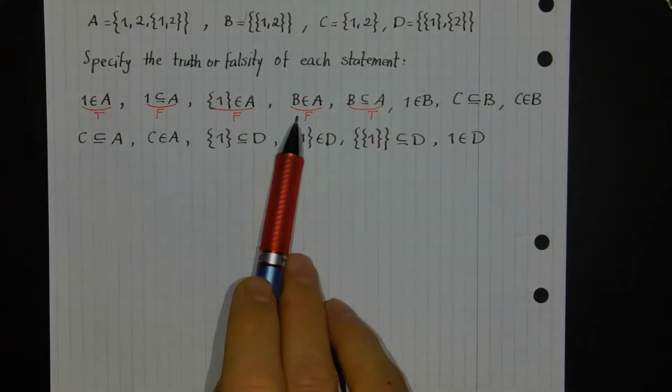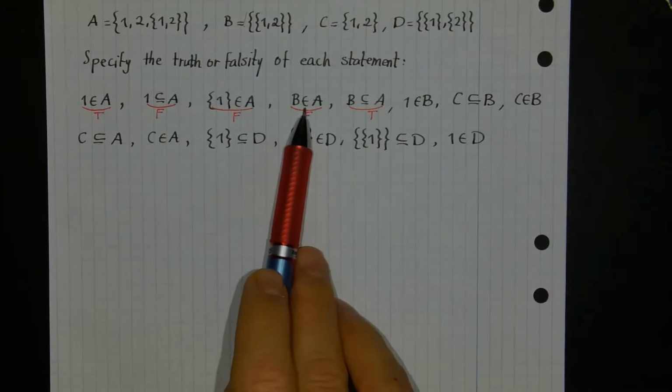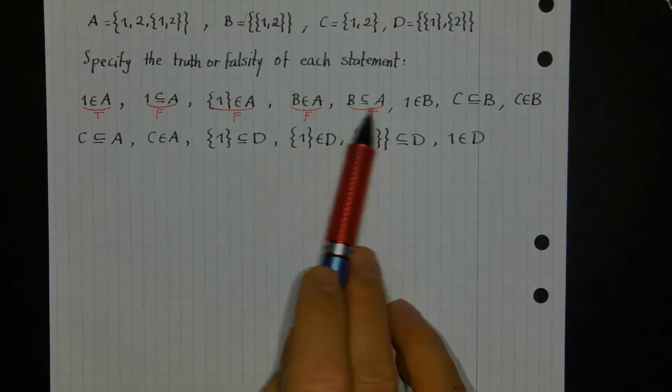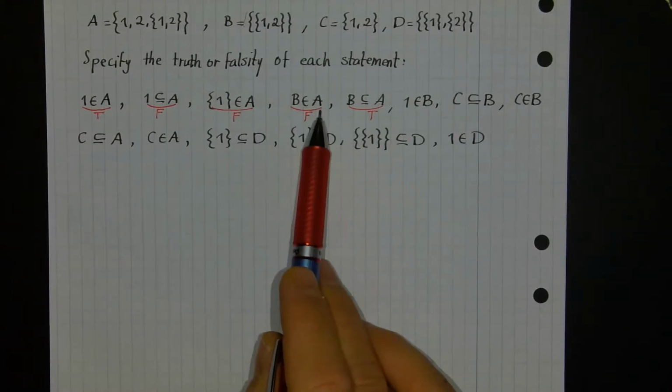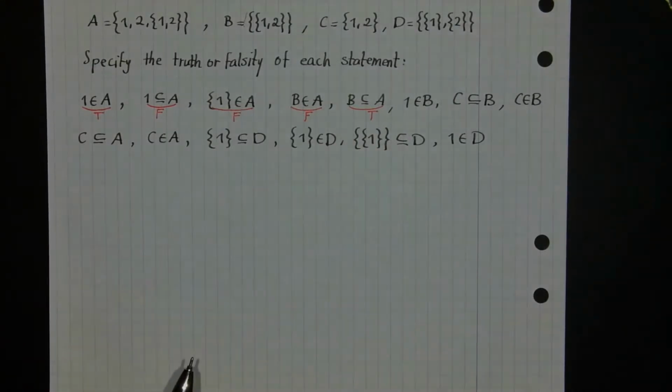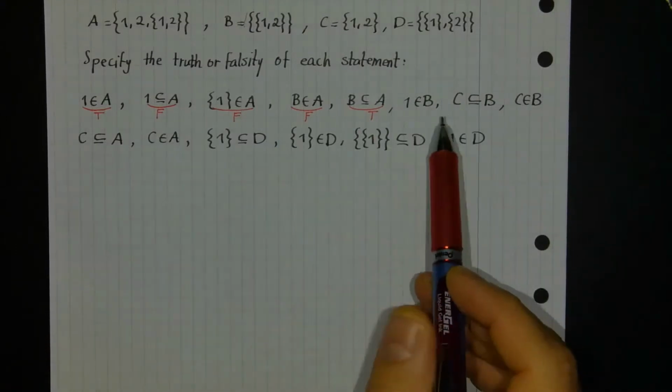You see, this statement, the belonging statement, was false, but this statement is true. I want to make sure that you understand the difference between these two. If there are any questions, please let me know. You can interrupt me, okay?